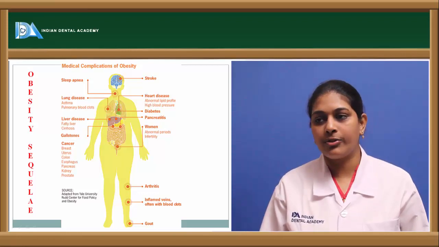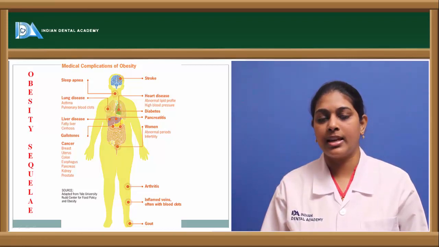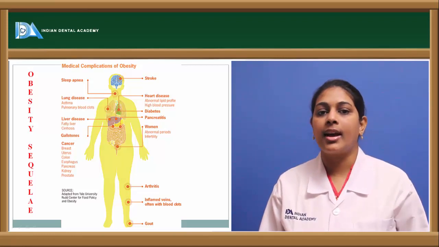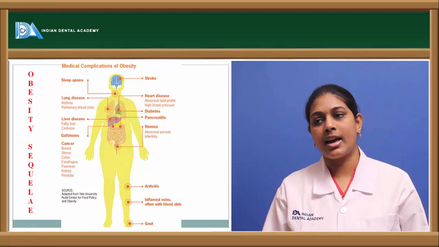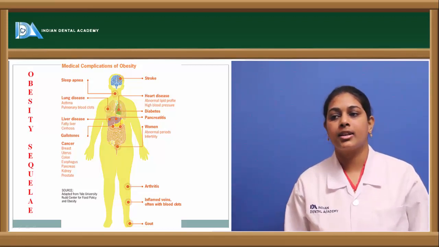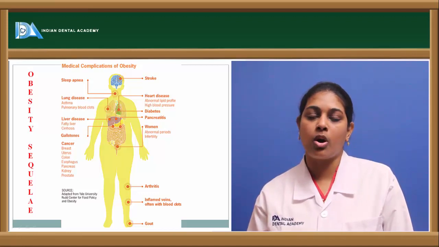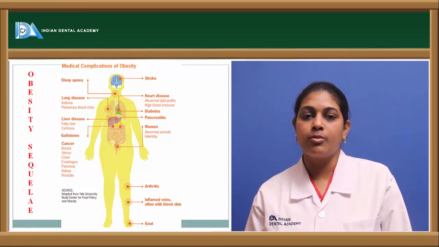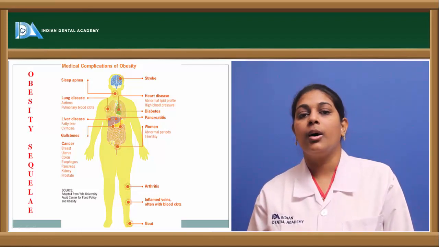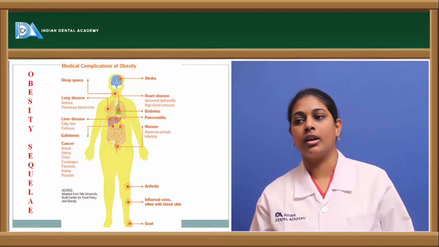And gout is also one of the conditions which can be seen, and rarely we see cancer in these patients. It can be breast cancer, uterus cancer, colon cancer, esophageal cancer, pancreatic cancer, kidney cancer, prostate cancer. And these patients most commonly are prone, 6 times more than a normal individual, to gallstones, or otherwise stones within the kidney and gallbladder.